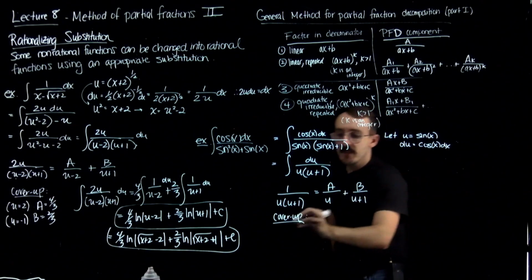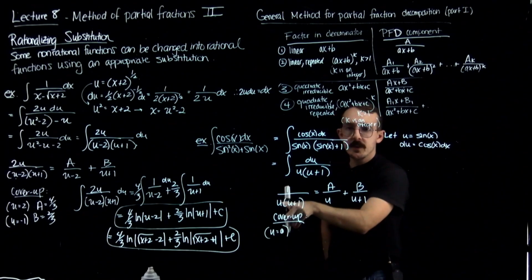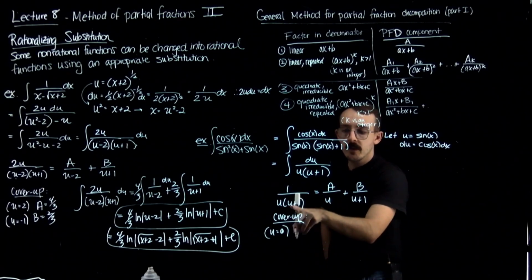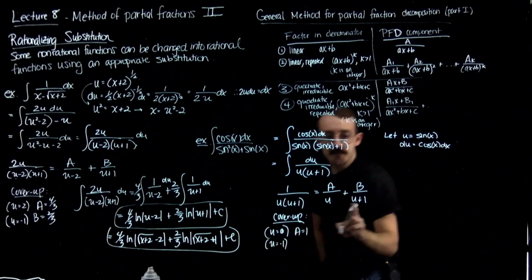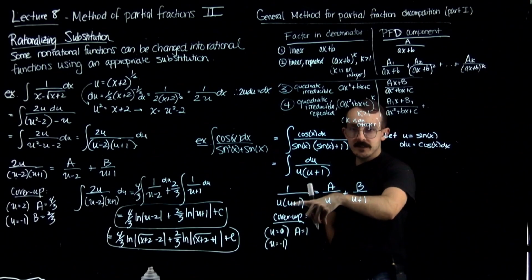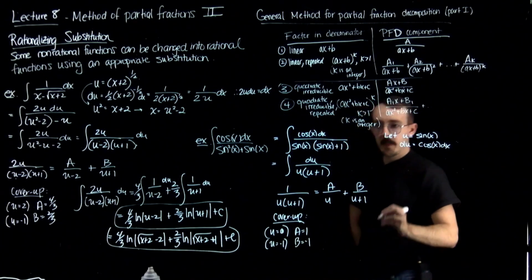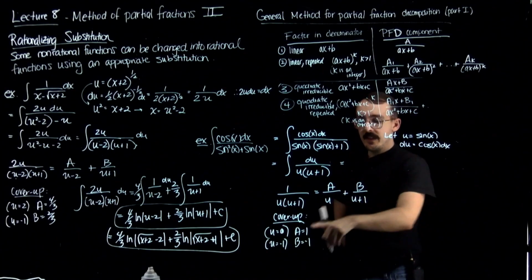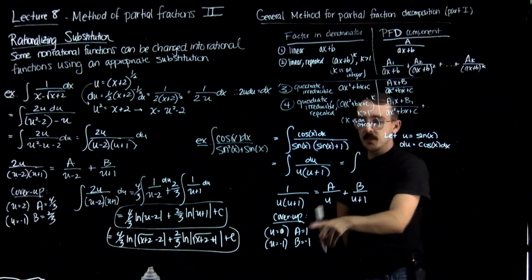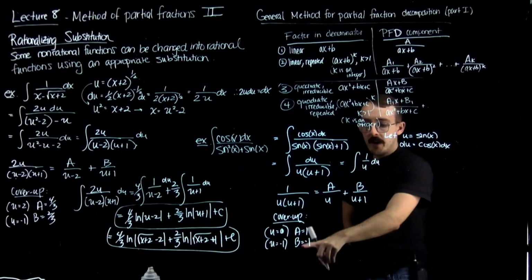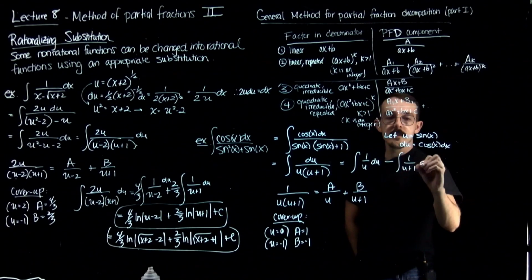0 is what makes this fraction undefined. So if u is 0, ignore the u here. If you plug in 0, you get 1 over 1. So a should be 1. And then similarly, if u is -1 here, then I'm going to cover up this factor, 1 over -1, which is going to be b is -1. So this just tells me that this integral breaks up into a over u, which is 1 over u, and then minus 1 for b, minus 1 over u plus 1.